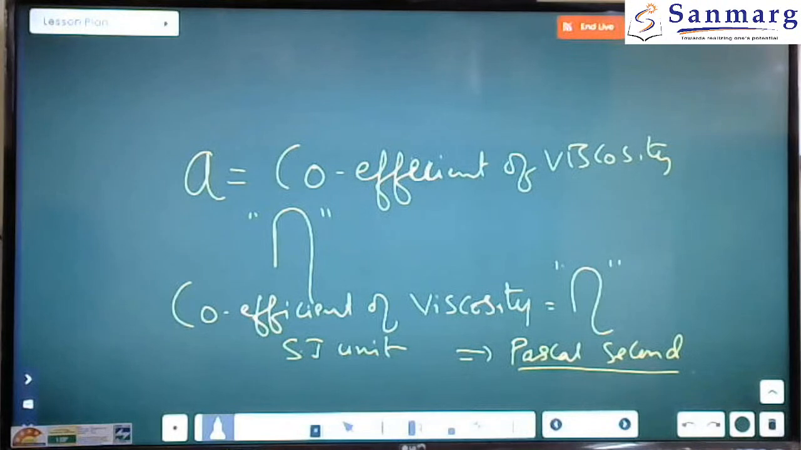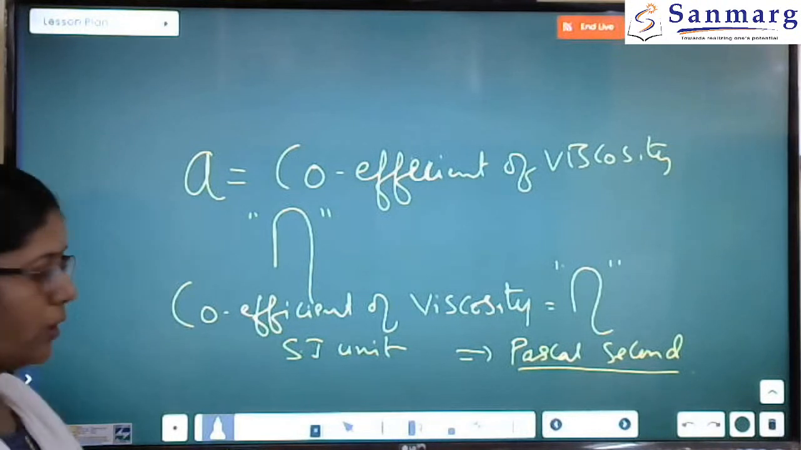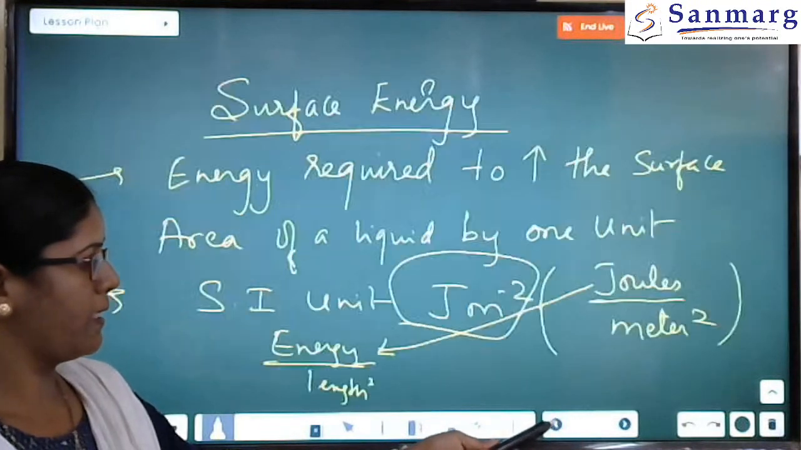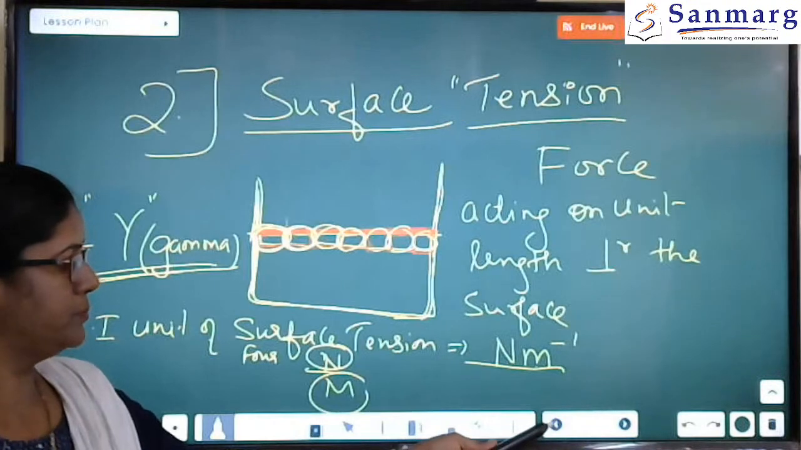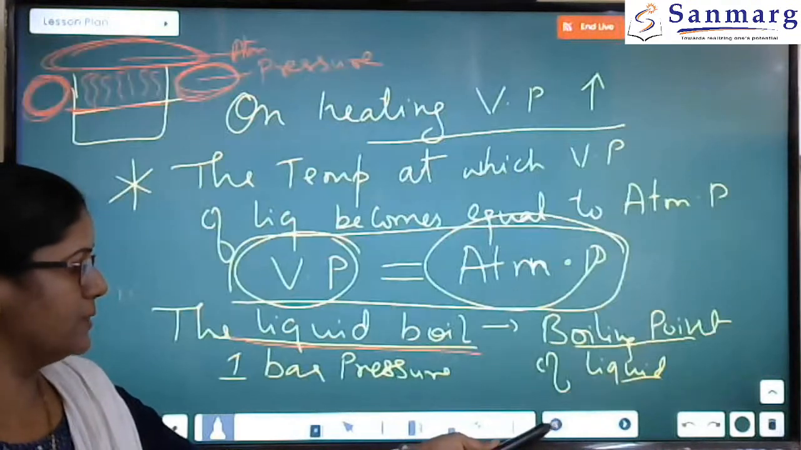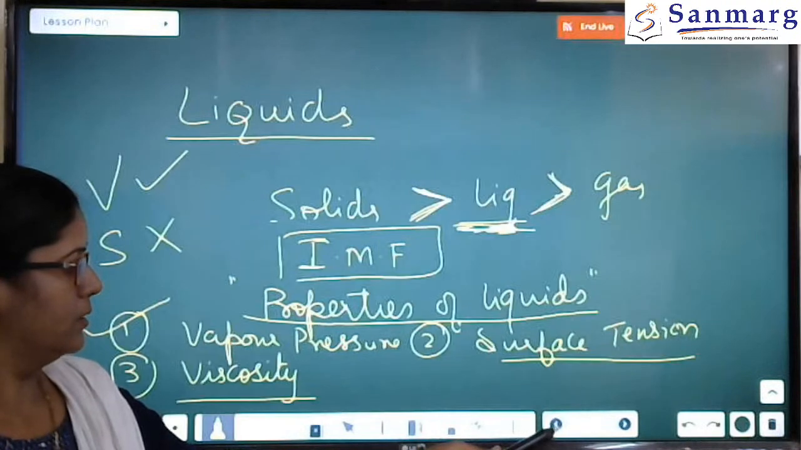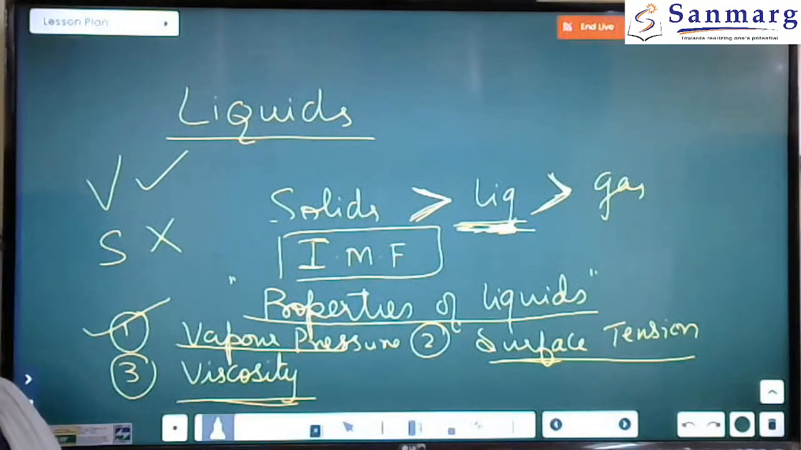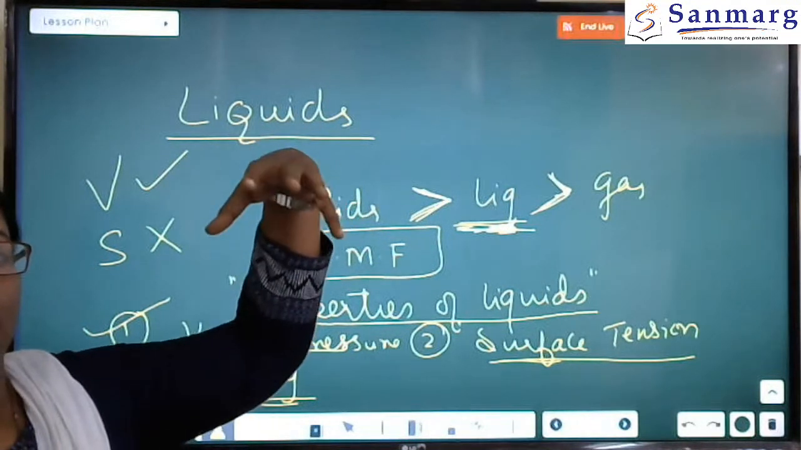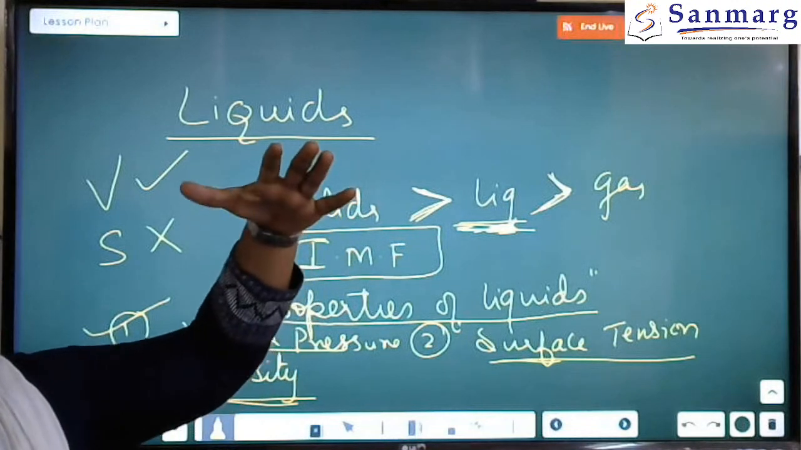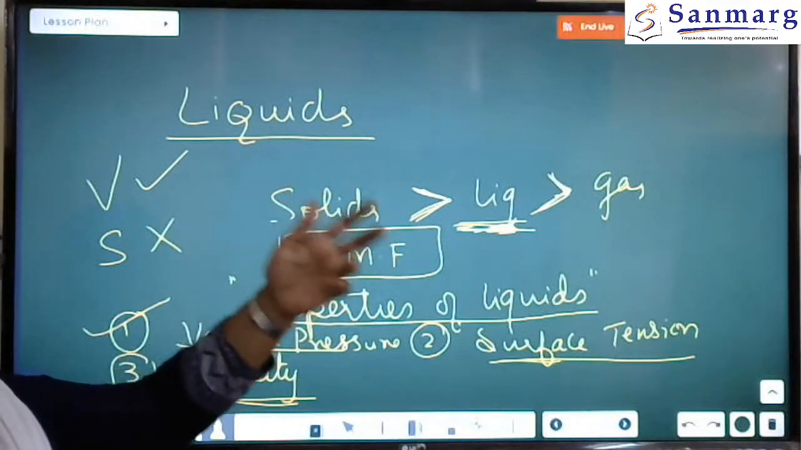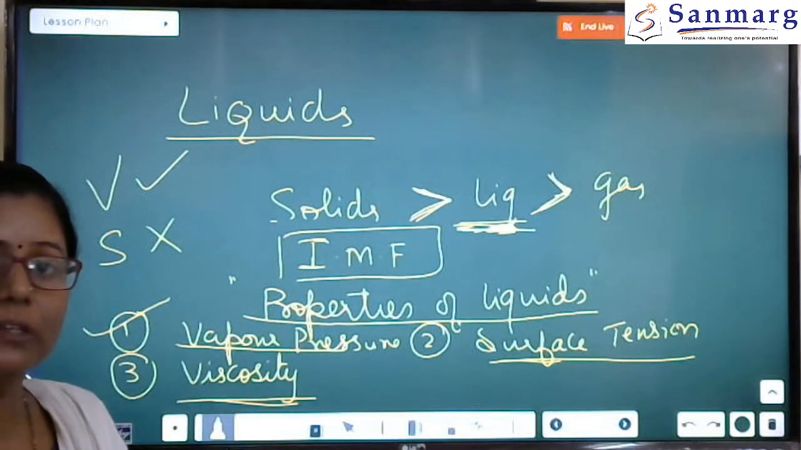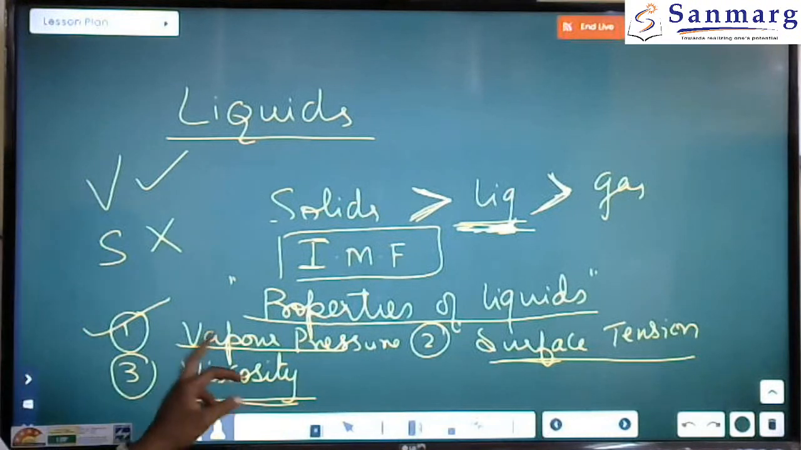Okay, so with this we have completed the three properties of liquid: vapor pressure, surface tension, and viscosity. So what is vapor pressure? The pressure exerted by the vapors on the surface area of the liquid is called vapor pressure.